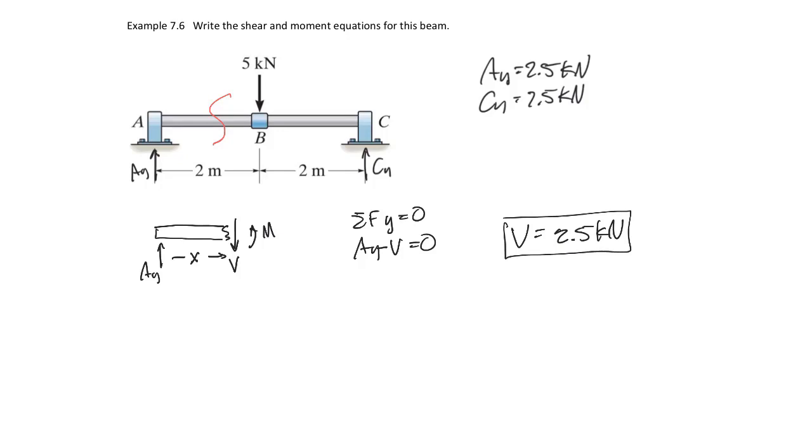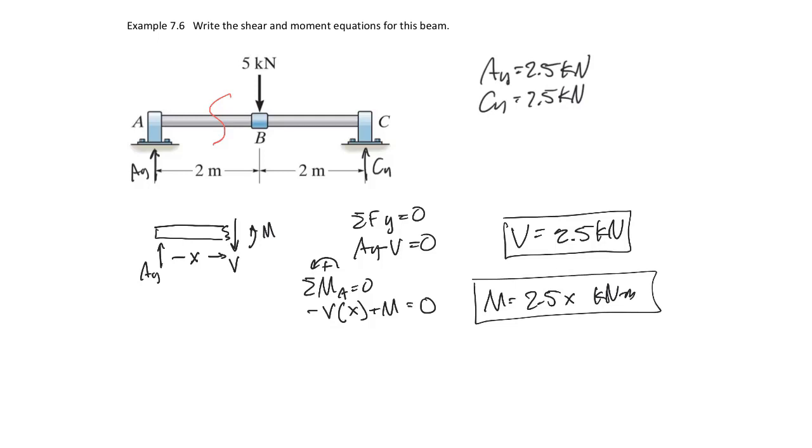What's the moment? We do sum of the moments about any point, and I'm going to do sum of the moments about A is equal to 0. Again, it's always in equilibrium, so that's all we have to do. So I have minus shear, now shear has a lever arm called x, plus the moment, a moment as a function of x, and that's going to be equal to 0. So I can solve this for the moment is equal to 2.5x. That's kilonewton meters. All right, so there we have an equation that defines the shear, which is just a constant, and an equation that defines the moment, which is not a constant. It is actually a function.